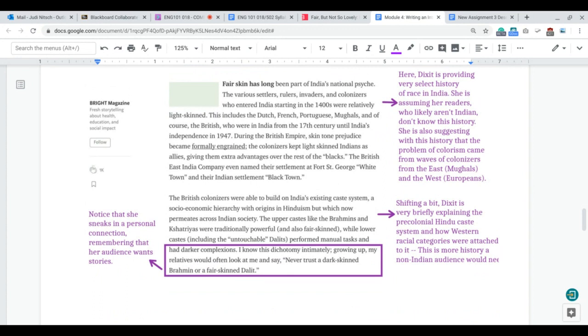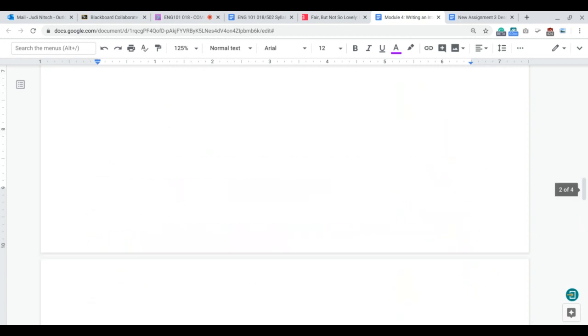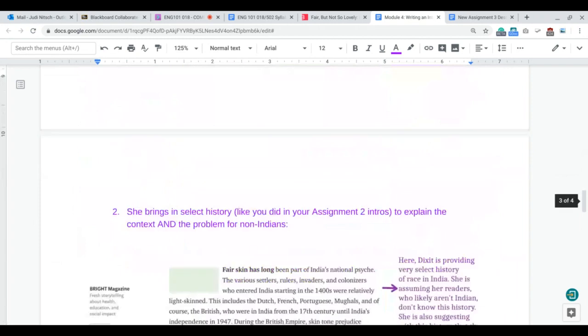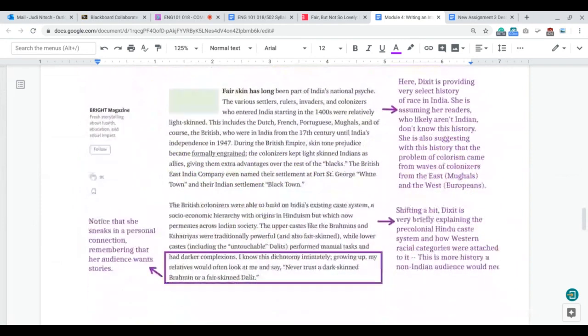So if you are a Brahmin, you're at the top, you're also light-skinned. If you're a Dalit, you're at the bottom, and you're also black, because those were British racial biases, or British racist categories, more specifically. So she's giving outside readers just enough to understand this problem through history. So we have understanding the problem through personal narrative, understanding the problem through history.